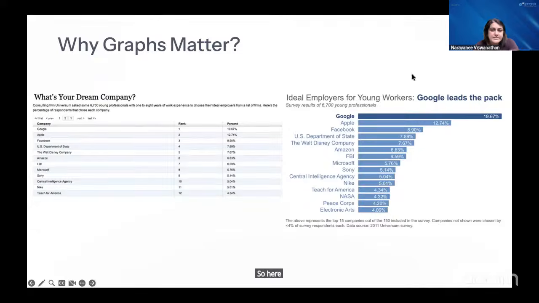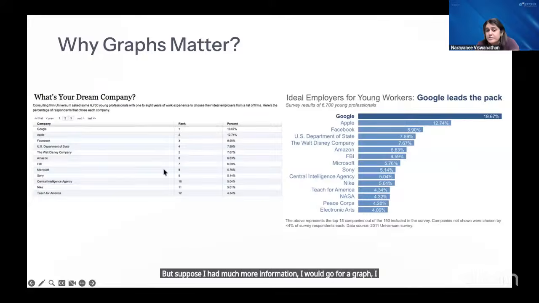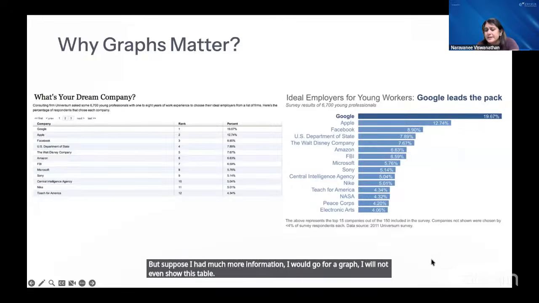Here you can see that this graph is as good as this data to a certain level. So maybe here I don't even need this graph. But suppose I had much more information, I would go for a graph. I will not even show this table. Am I making sense, everyone?